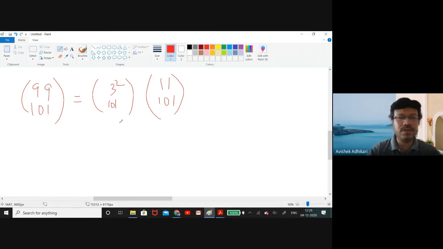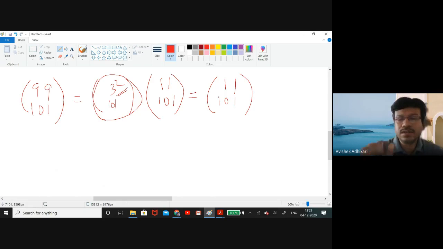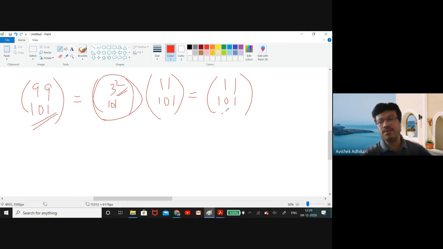Now what to do? What is this value? This is a square, so this is 1. That's why this is 11101. Now you need to calculate. So 99 Legendre symbol 101 simply becomes 11101.